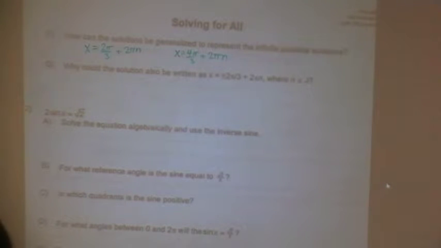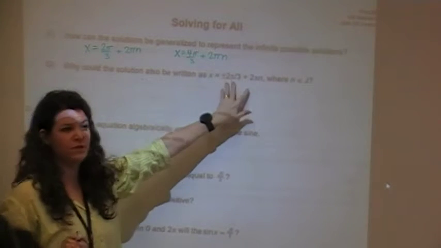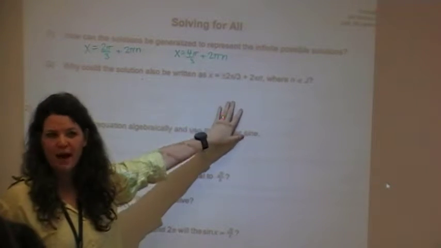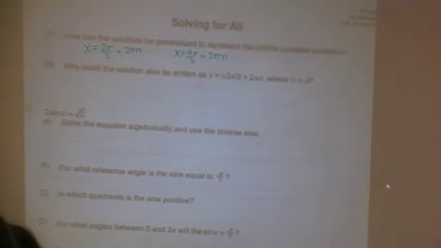Why can my solution also be written this way, as positive or negative 2 pi over 3 plus 2 pi? Because you can go backwards. You can go around the unit circle backwards. You can back up on the x-axis.